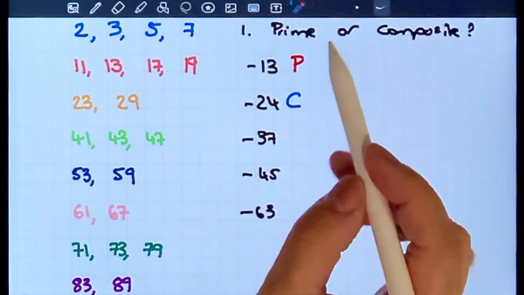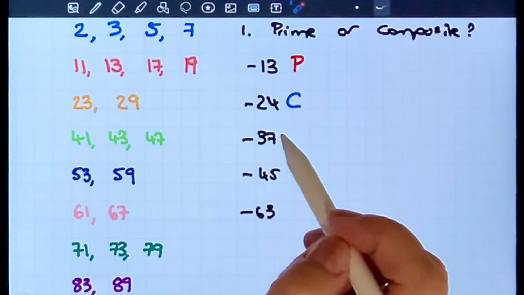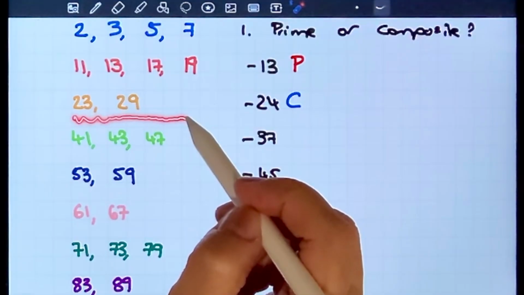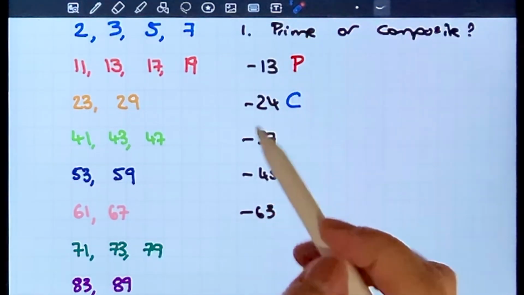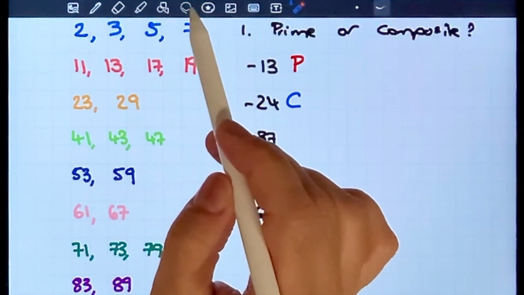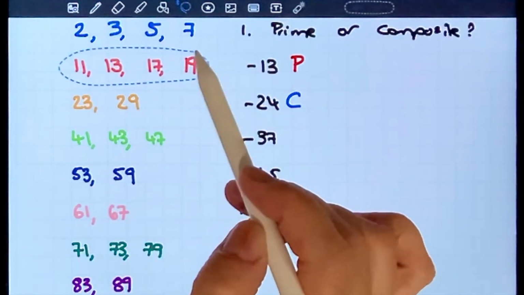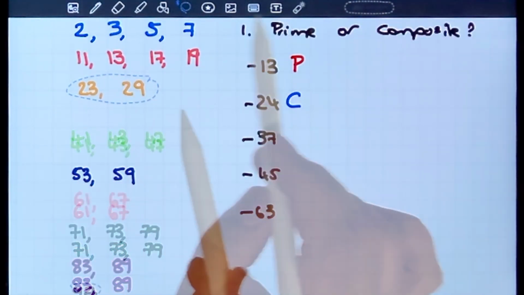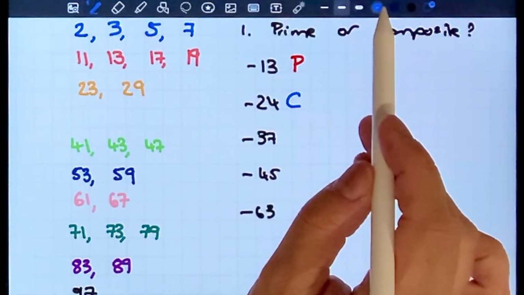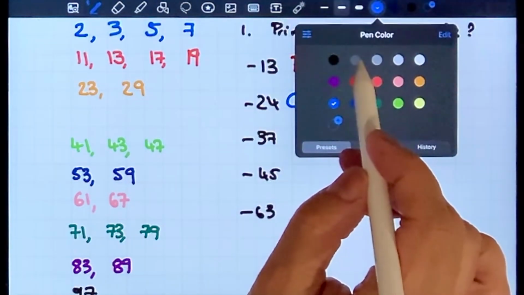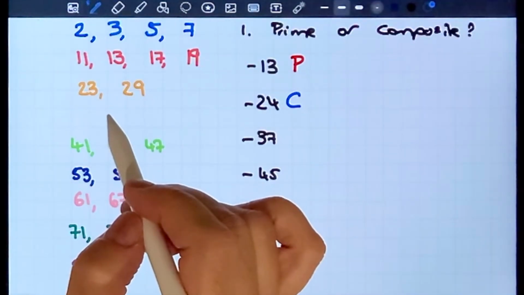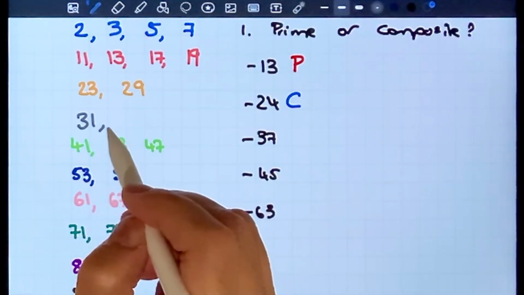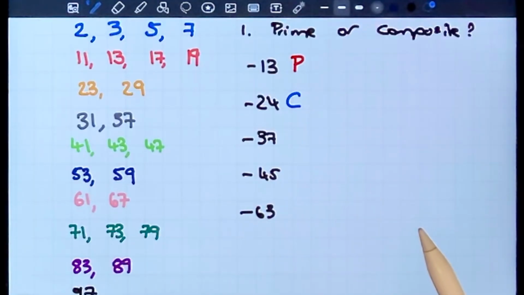Okay, now 37. Oh, I suddenly realized that I actually left out numbers in the 30s. Apologies for that. I'm going to have to go back and put those in. Okay, so let's get these numbers in. Alright, so prime numbers in the 30s are 31 and 37.